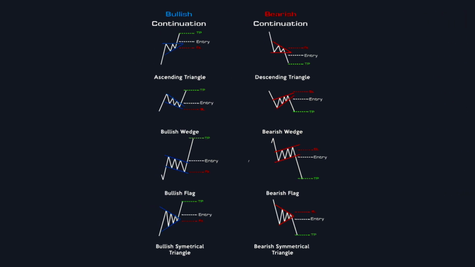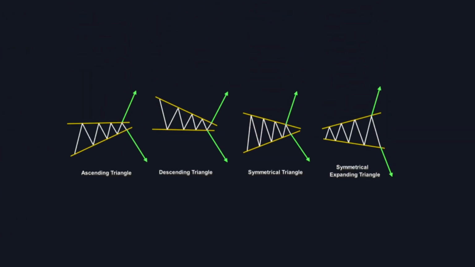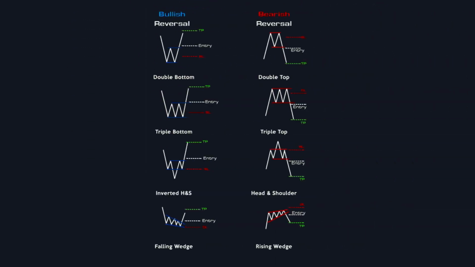1. Continuation chart patterns indicate price is likely to continue moving in the same direction. 2. Neutral chart patterns indicate price is likely to continue to range. 3. Reversal chart patterns indicate price is likely to change direction.